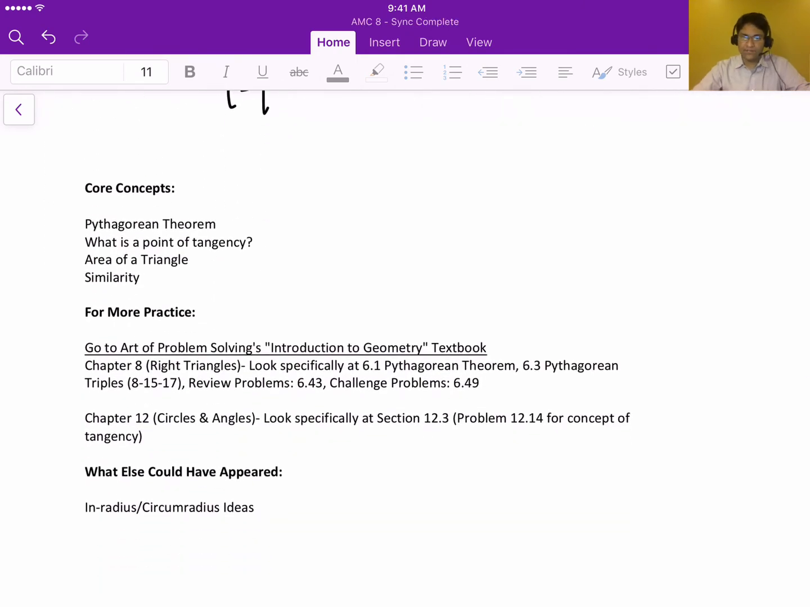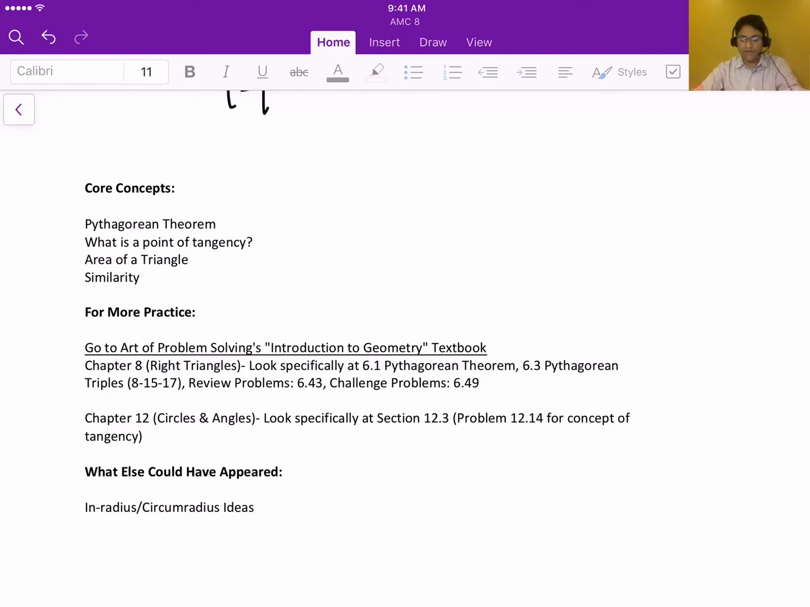The core concepts which we used in this problem were the Pythagorean theorem. We also used the idea of tangency, the perpendicular idea. And we also used the idea of the area of a triangle, half times base times height, and we can shift that perspective. We can rotate it to make the hypotenuse the base, and the quantity we wanted here, the radius of the semicircle, the height in this case.